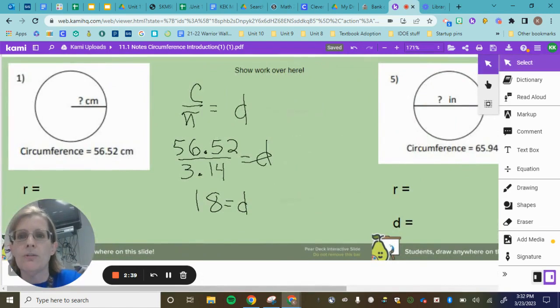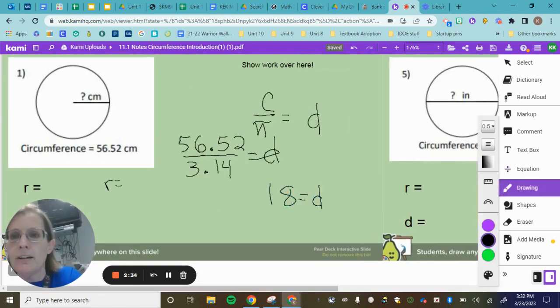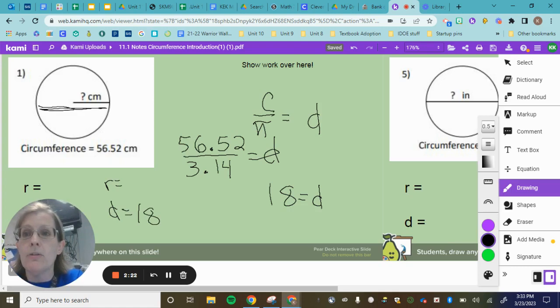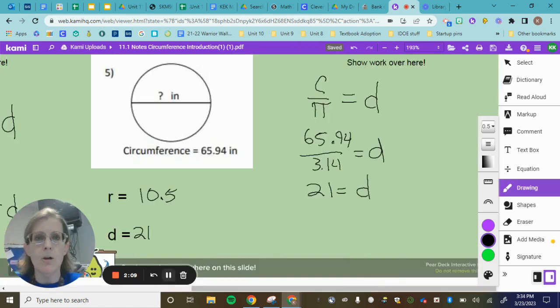The question here wants the radius. R equals, D equals. Don't rewrite this, you have it on yours. So we got that the diameter was 18. Radius is halfway across, so the whole way across is 18, and halfway across is going to be 9. So our radius is 9 centimeters, and our diameter is 18 centimeters. Now try number 5. Okay. Hopefully this is what you have, and now you're ready to practice.